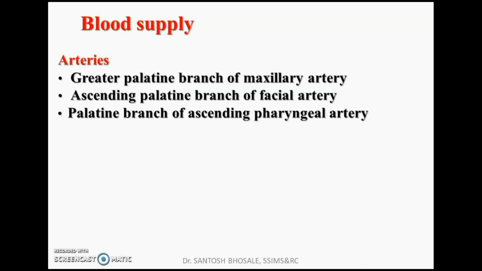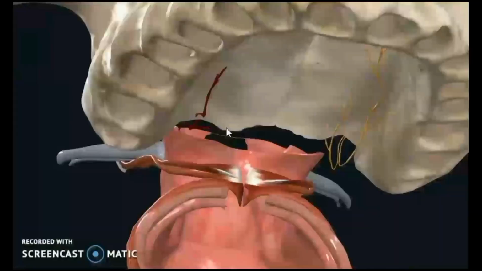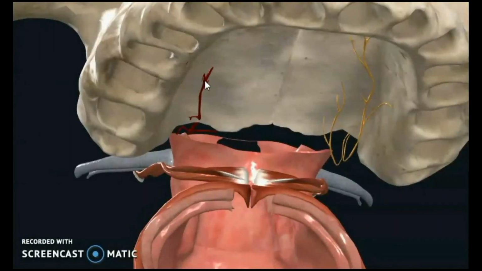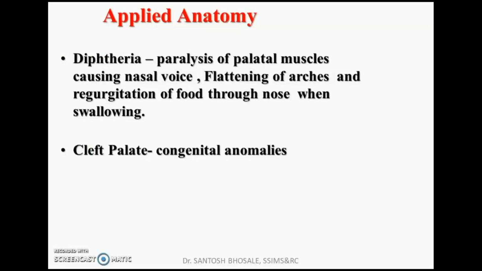Coming to the blood supply, the greater palatine branch of the maxillary artery, the ascending palatine branch of the facial artery, and the palatine branch of the ascending pharyngeal artery all supply it. Pharyngeal plexus drains it, and lymphatic drainage is by the deep cervical lymph nodes. You can see the greater palatine artery supplying both the palate and the nasal septum there.